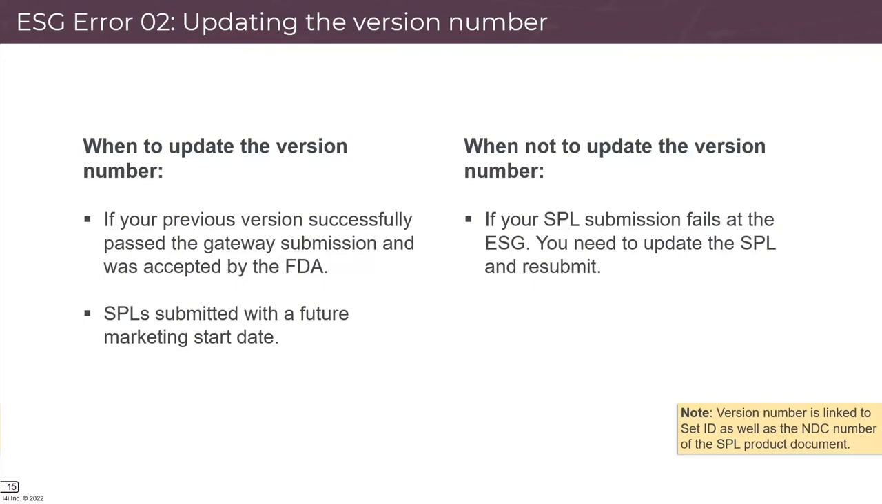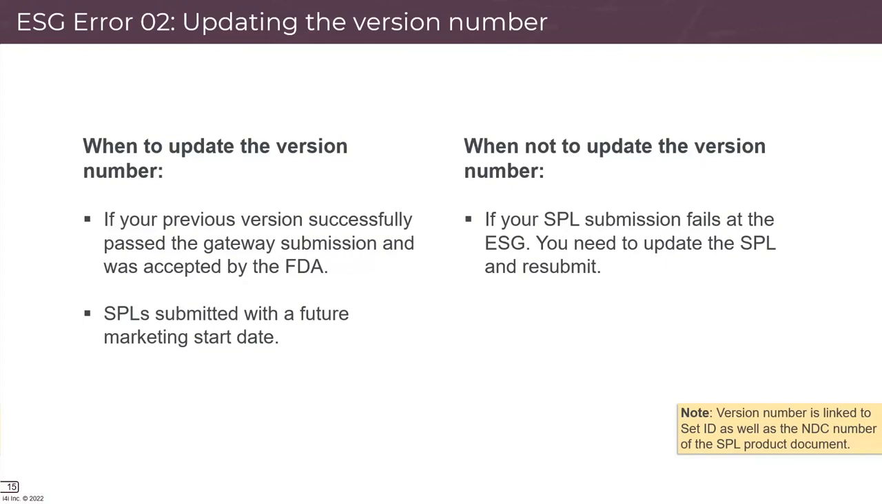This can cause confusion regarding the version number for A4L professional clients. So even though the SPL is not publicly available, it was still accepted by the FDA. This means that if you now have to submit the same SPL with a new change, the version number needs to be incremented from the version accepted by the FDA, even though the previous version visible on DailyMed is two numbers lower.